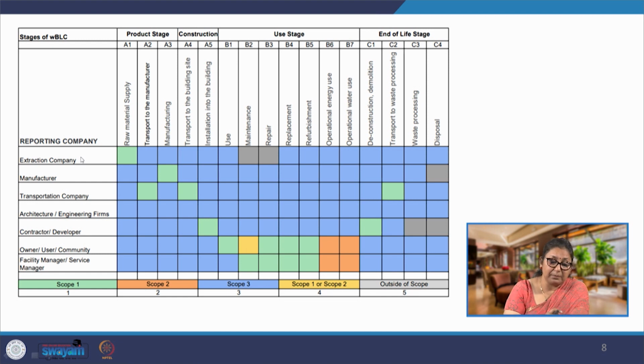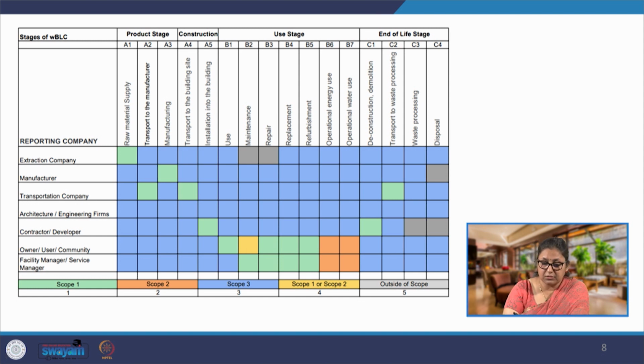Now, starting with the extraction company. The extraction company is involved in the extraction and supply of raw materials. For them, the direct emissions coming from the extraction and supply of raw material are going to be counted as scope 1. So, the green is scope 1. The entire downstream activity, all the emissions that accrue from that, is going to be counted as scope 3.